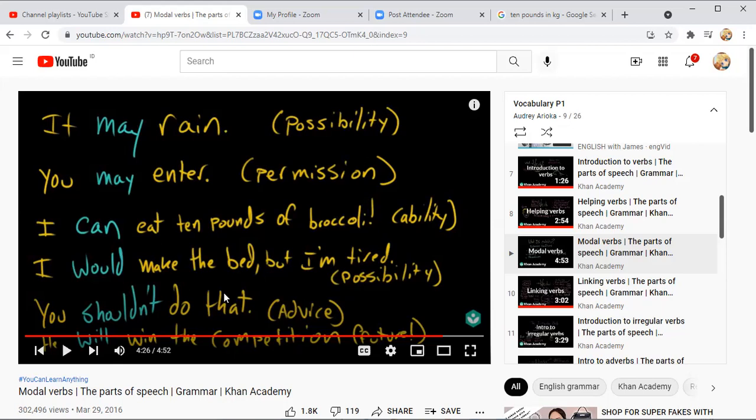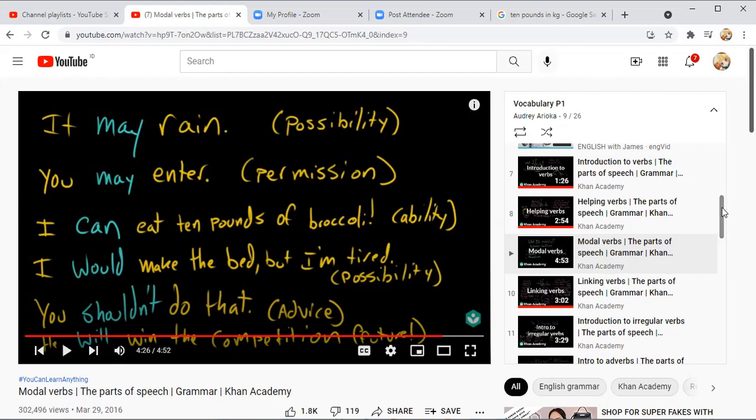Nanti kan it's a dangerous thing, okay? Then he will win the competition. It's a future. Yeah, of course it's a future. If you find any sentences that contain will, you bet it's going to be a future tense.